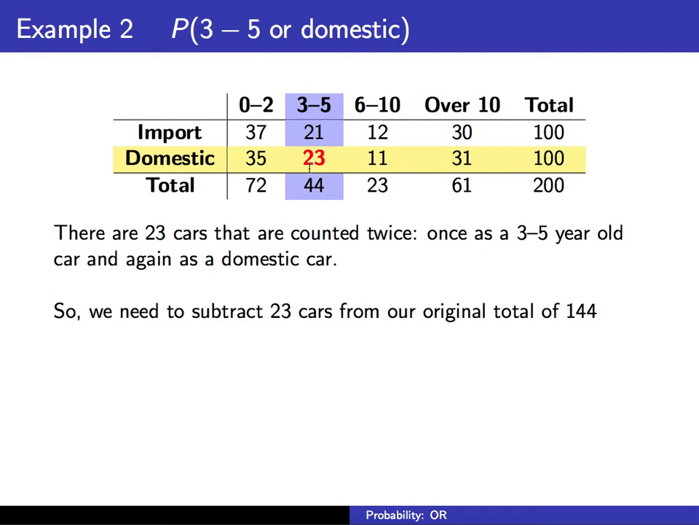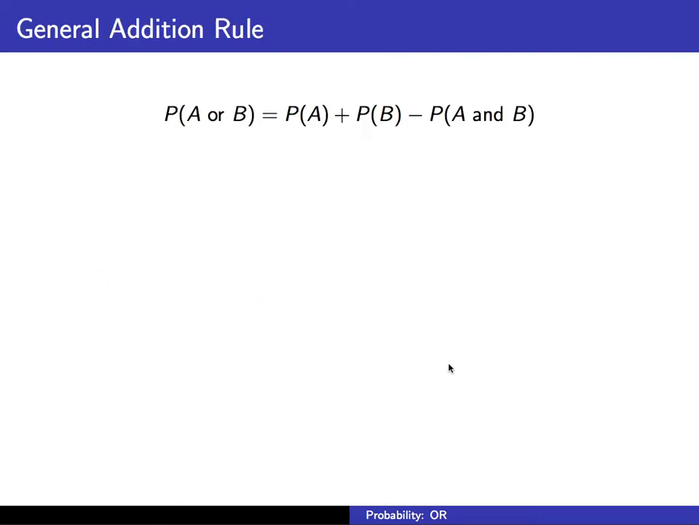And if it's counted twice, we only want it to count once, so we're going to need to subtract the 23 cars that are counted twice from our original total of 144. So the actual probability that a car is 3 to 5 years old or domestic is 121 out of 200.